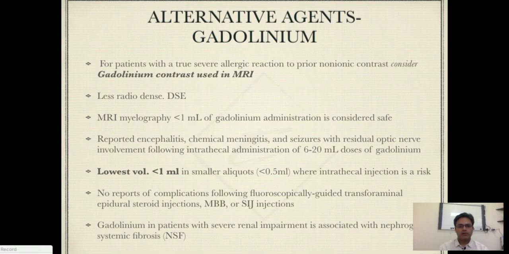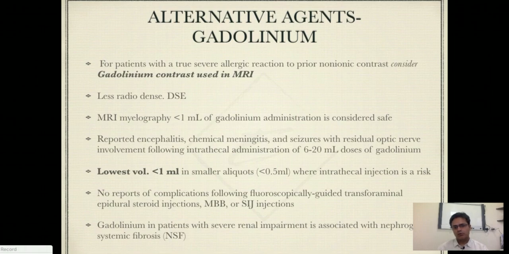There are differences between the normal OMNIPAQUE-like contrast and a gadolinium-based contrast, which you should be aware of. One such point is that these are less radiodense, so you might have to rely on digital subtraction to get a better image. Also, the volumes you use should be limited to less than 1 ml. That's what's used if a myelography is being performed, as higher doses may lead to complications. So if you're using such a small volume, you might want to give smaller aliquots and then use digital subtraction to get the best imaging.